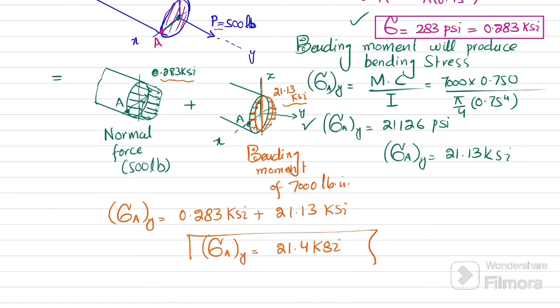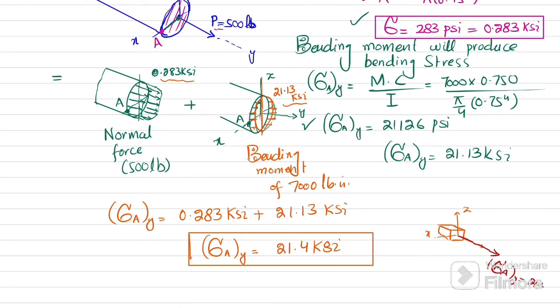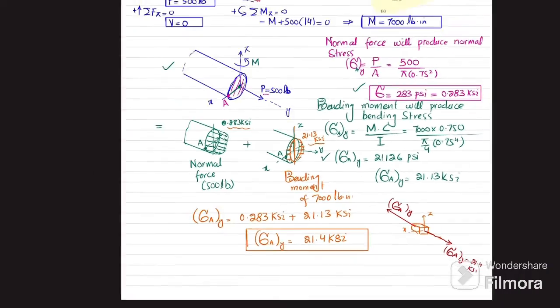Clear? And if you want to draw the element at point A, you can see this was your z-axis, this is your x-axis, and this is your y-axis. So on the y-axis this will be sigma A in the direction of y, 21.4 ksi, and on the other face it will be opposite to this because this is in tension. So this was all about this problem, example 8.5.